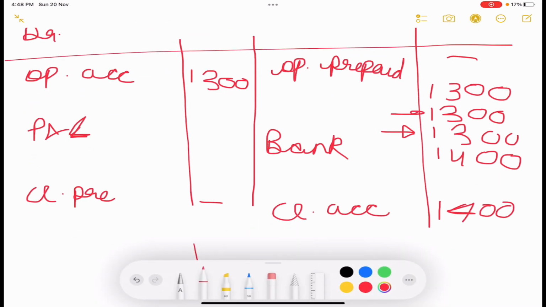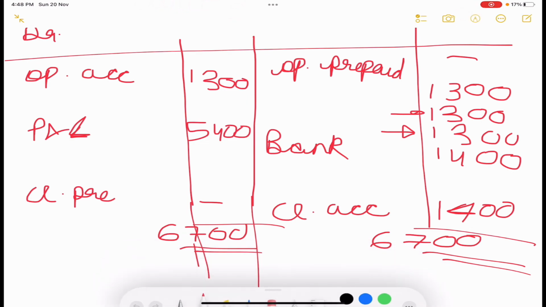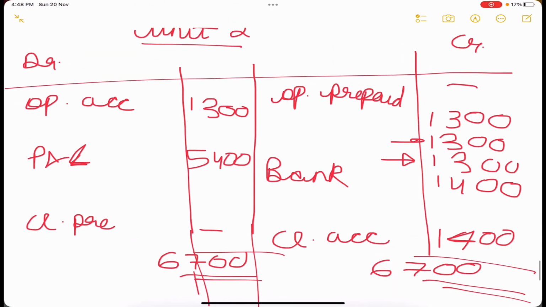Let's do the balancing quickly. I hope your answers are matching with mine. 6,700 will be on both sides. The balancing figure is P&L, which would be 5,400. Take a moment and match it with yours.